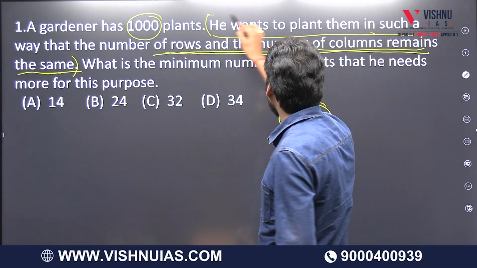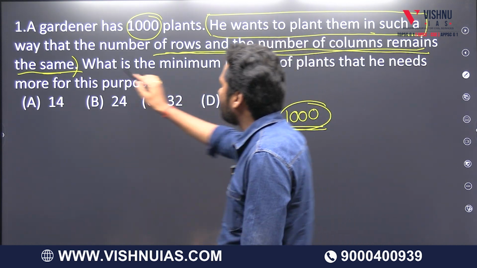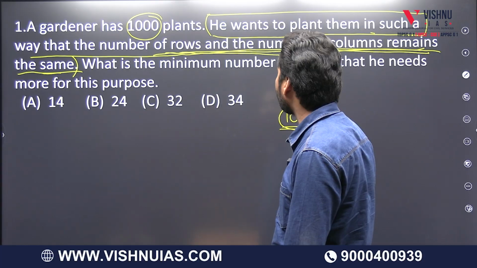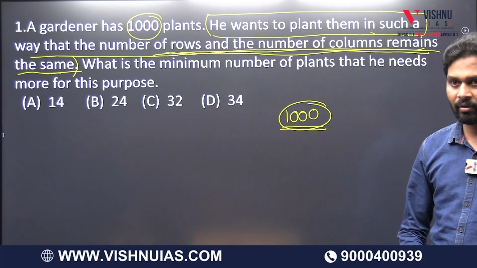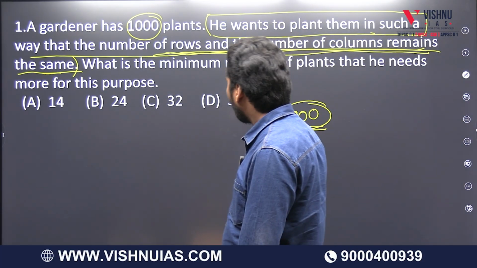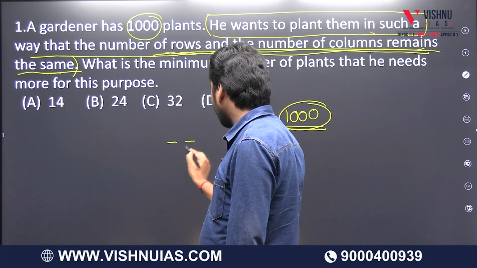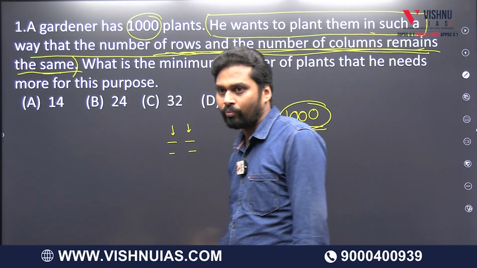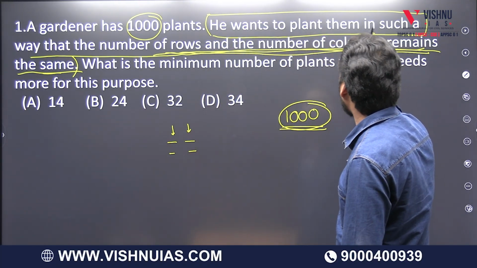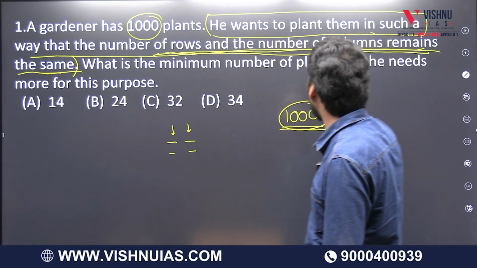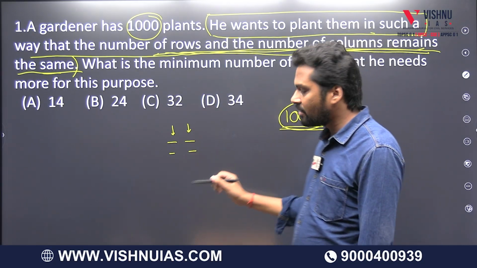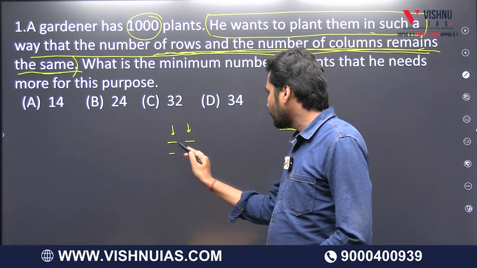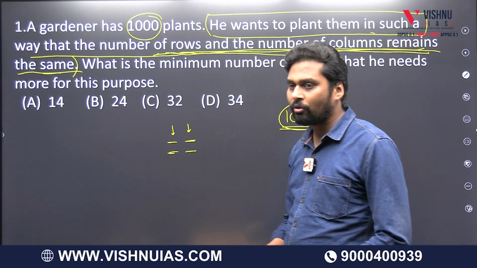And what is the main statement in this problem? He wants to plant them in such a way that the number of rows and the number of columns should remain same. What does it mean? Suppose if he plants in 2 rows, the number of columns should be 2. Let's say he wants to plant them in 2 rows, which means that the number of columns should also be 2.